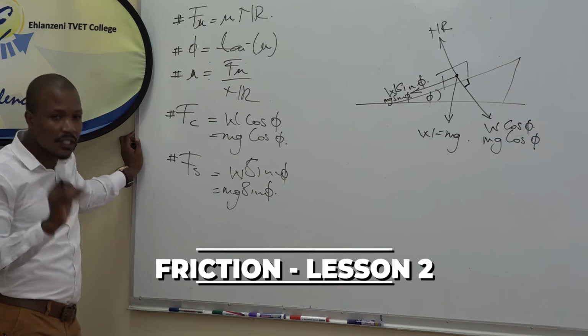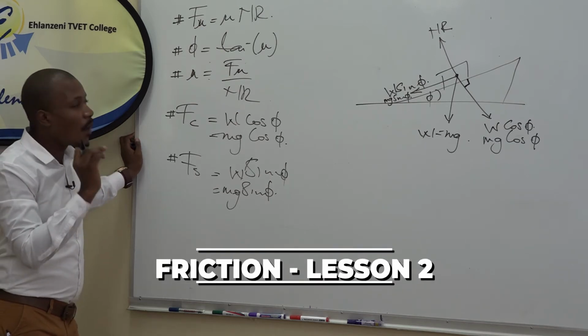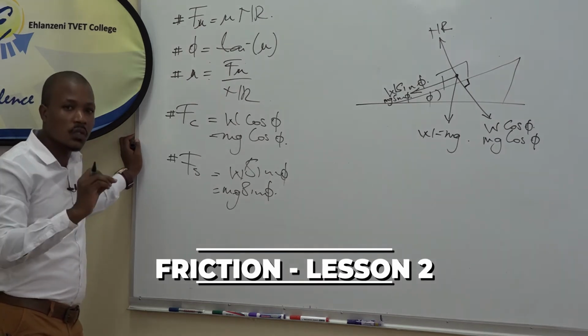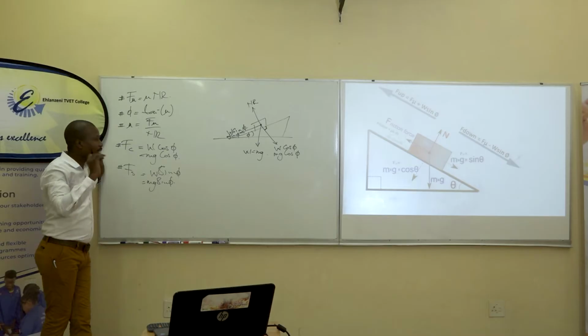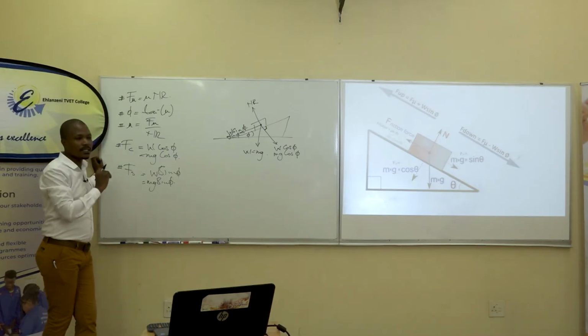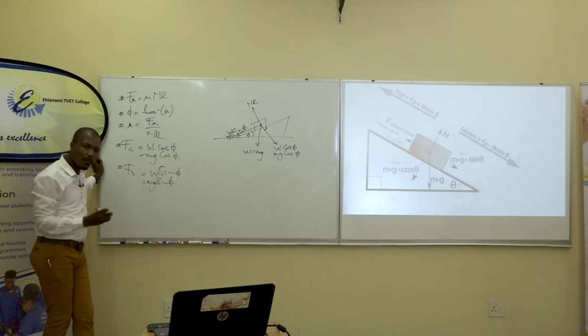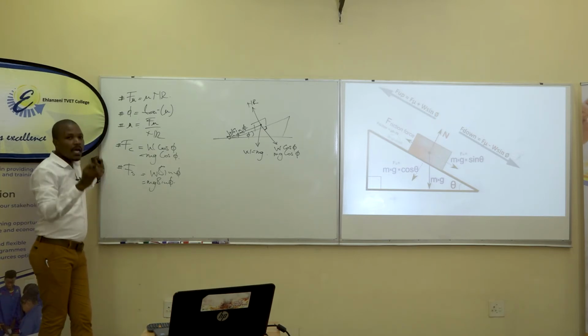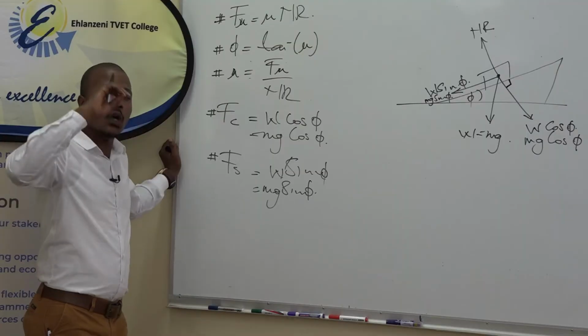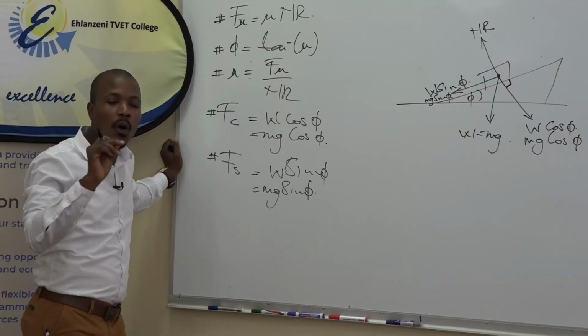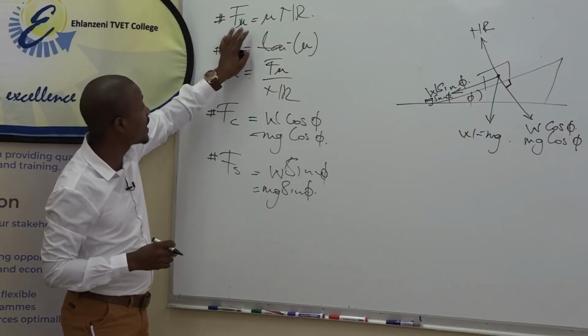Now remember, friction is always there. Why is friction always there? It is because friction will always, whether the object is moving up or moving down, at all times oppose the motion. That is why we have it right at the top there.